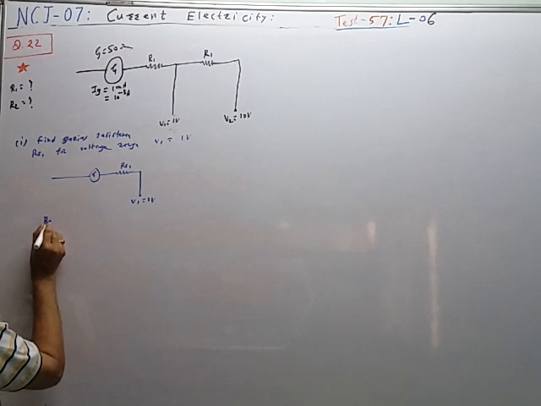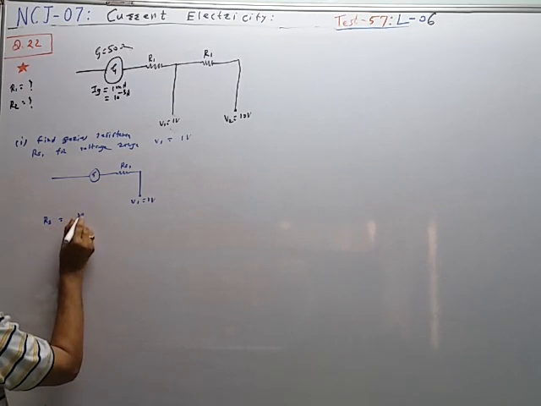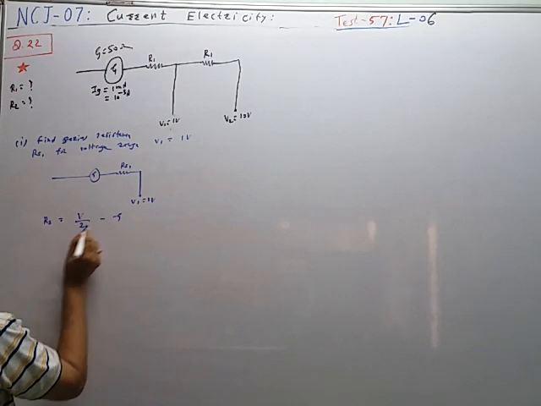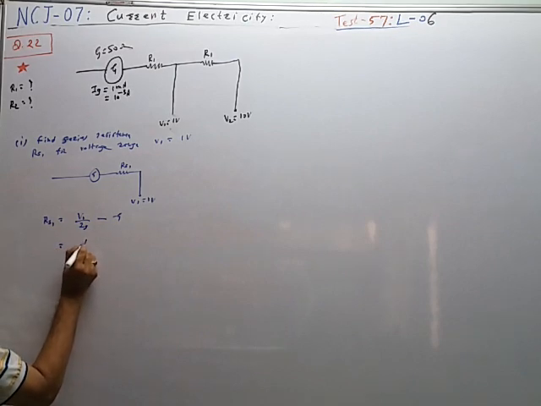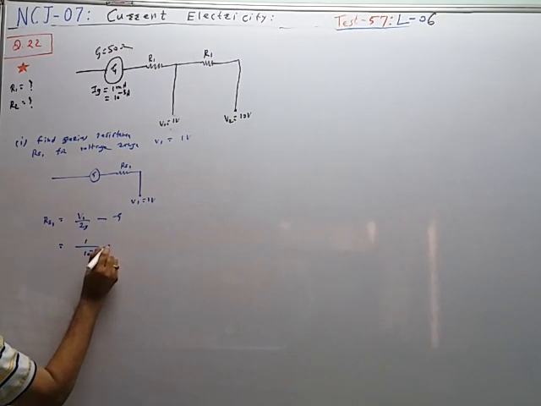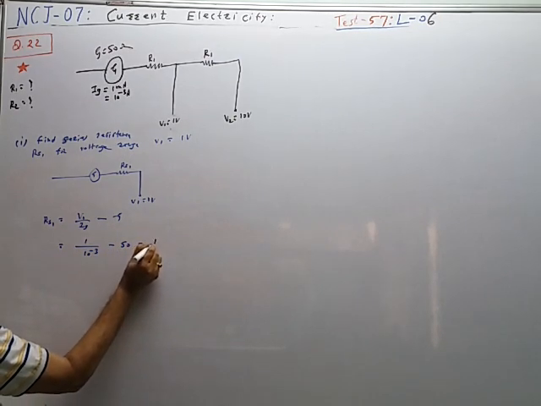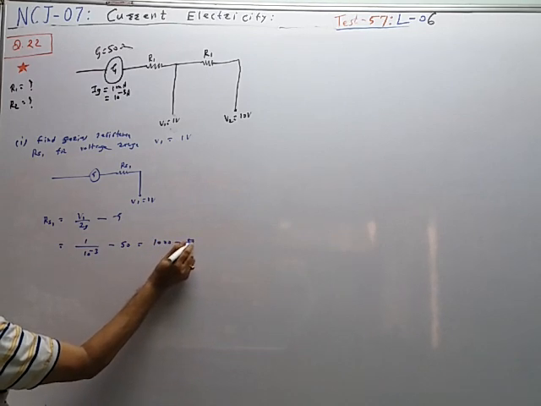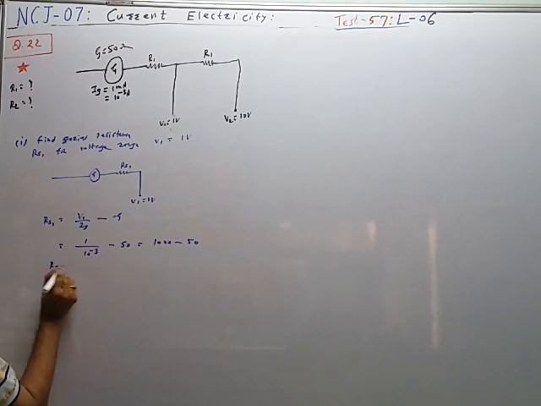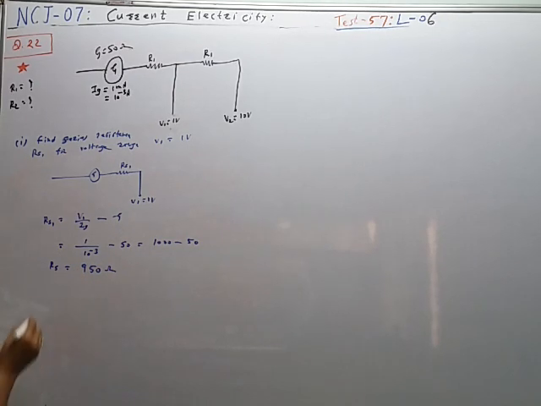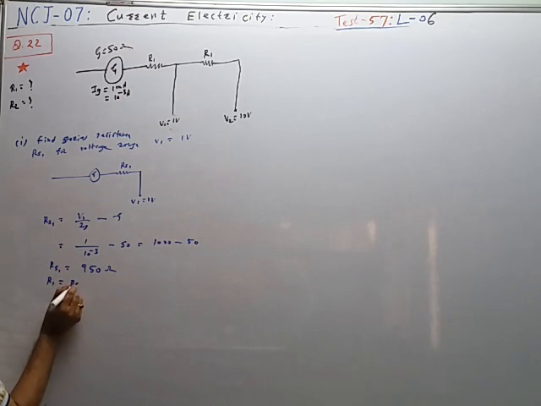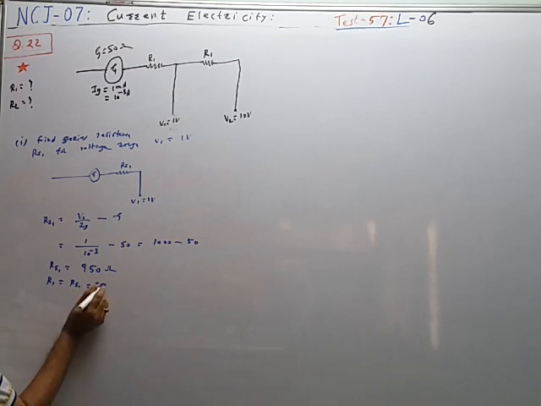So general formula is this: RS is equal to V upon ID minus G. So RS1 is equal to V1 upon ID minus G. So substitute here. So V1 is equal to 1 volt, ID is equal to 10 raised to minus 3 ampere, minus 50. So that is equal to 1000 minus 50, and therefore RS1 is equal to 950 ohm. So R1 is equal to RS1 is equal to 950 ohm.